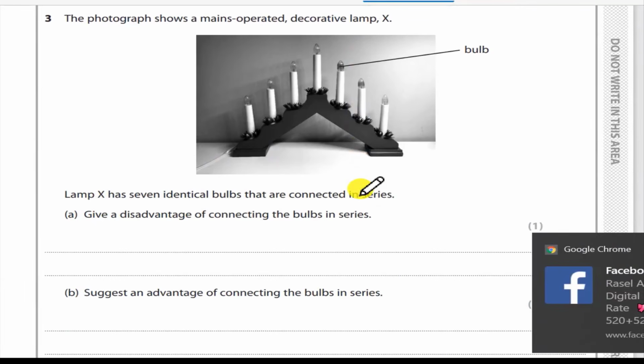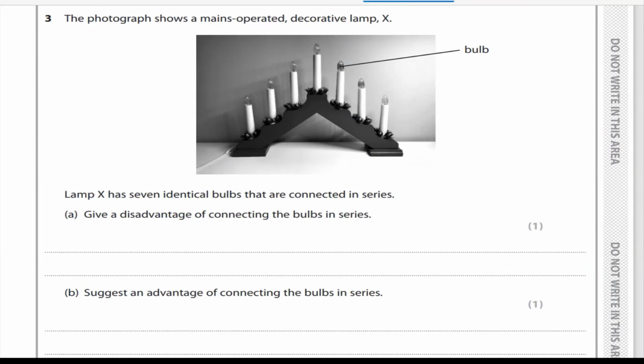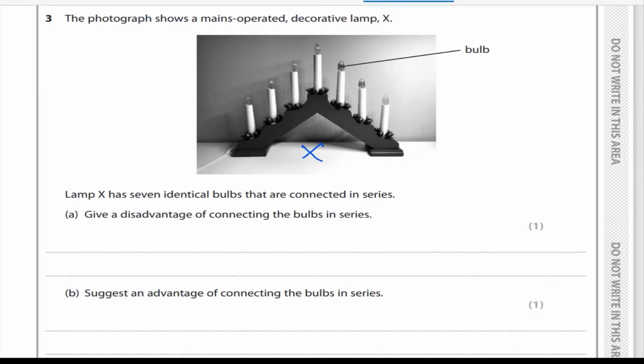Now new question number C. Question number 3, the photograph shows a mains operated decorative lamp X. It is a decorative lamp X. Lamp X has 7 identical bulbs that are connected in series. Give disadvantage of connecting the bulb in series.